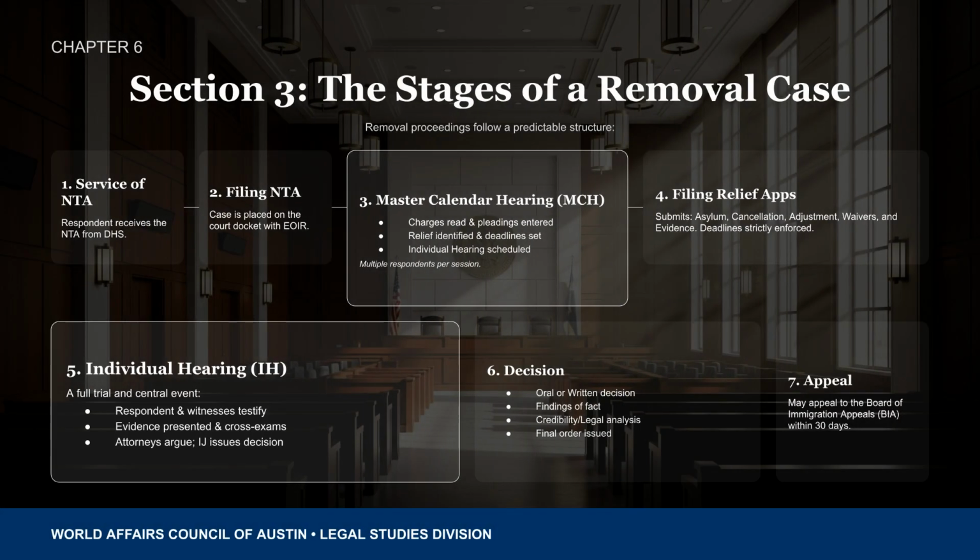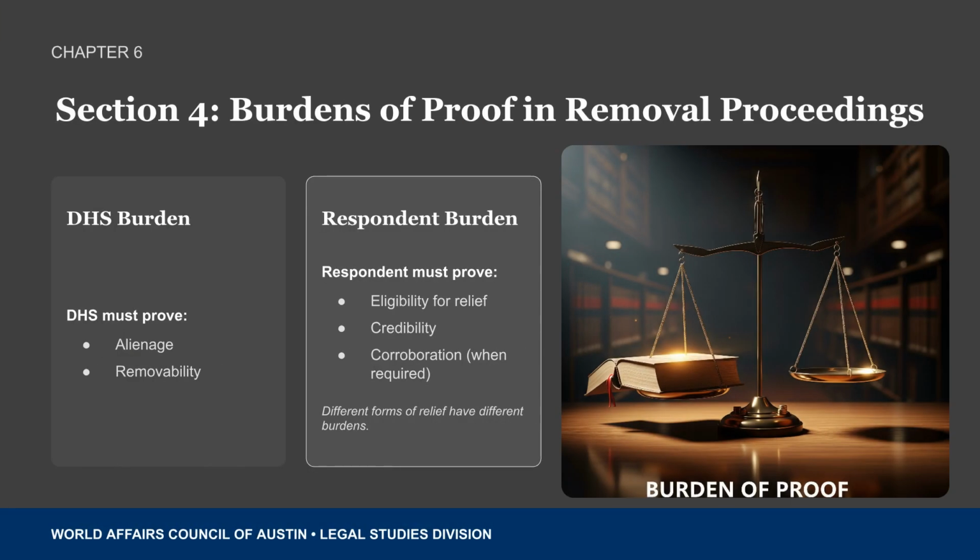Removal cases follow a structured path. After the NTA is served and filed, the Master Calendar Hearing involves entering pleadings and setting deadlines. This is followed by filing relief applications, the individual hearing, the immigration judge's decision, and, finally, the possibility of an appeal. In removal proceedings, the burden of proof is divided.